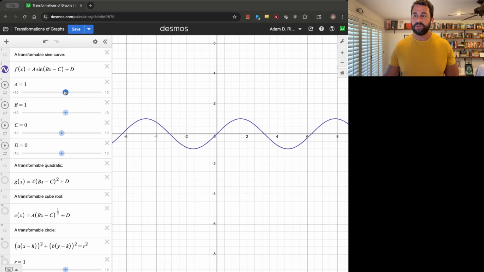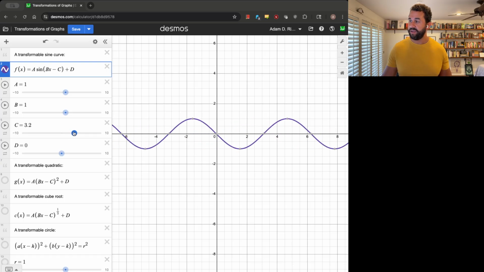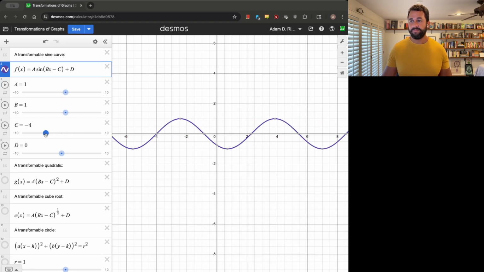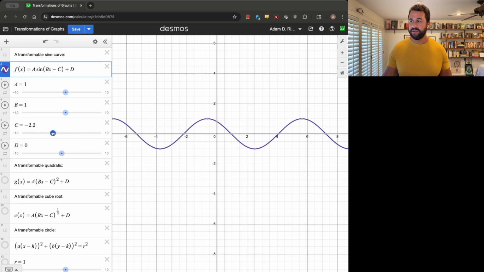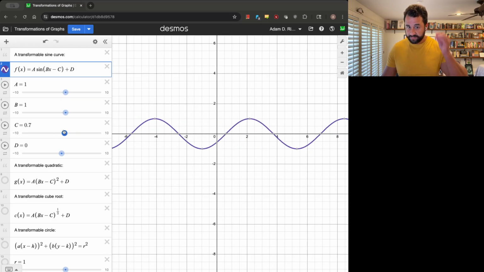Okay, now the next thing I want to do is I'm going to change C. And by changing C, I'm going to get what? What do you think? That's right. We're going to get a horizontal translation. So if C is positive, everything's going to go to the right. If C is negative, it's going to go to the left. So by changing C, we're getting horizontal translations, horizontal shifts.